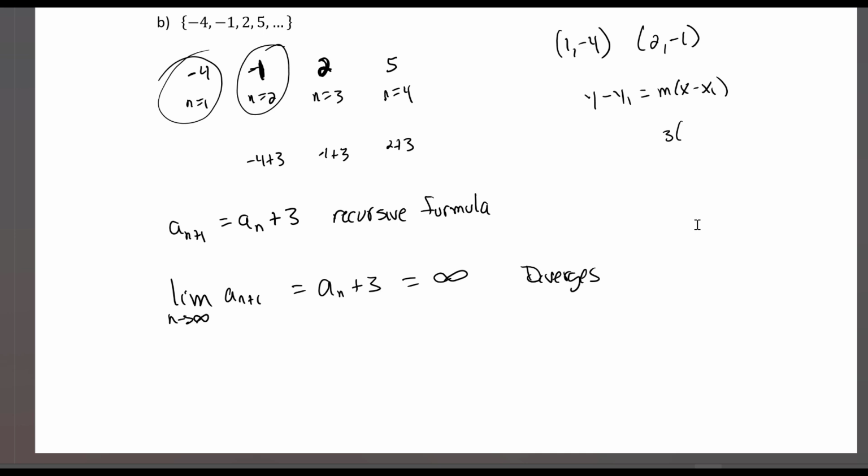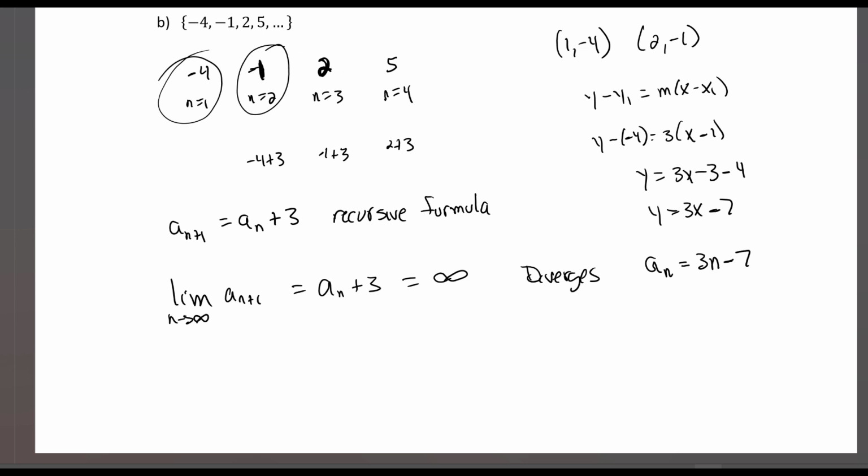And then let's just take that first ordered pair where x is 1 and y is -4. Okay. So if we solve for y here, what are we going to get? 3x minus 3. This is plus 4 on the left-hand side, so I subtract 4 to get it to the other side. So I get y equals 3x minus 7. So in other words, I can write this formula as a sub n equals 3n minus 7.